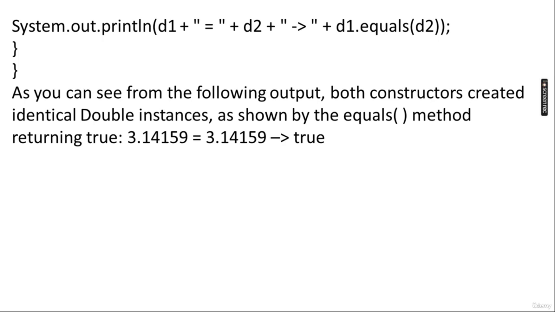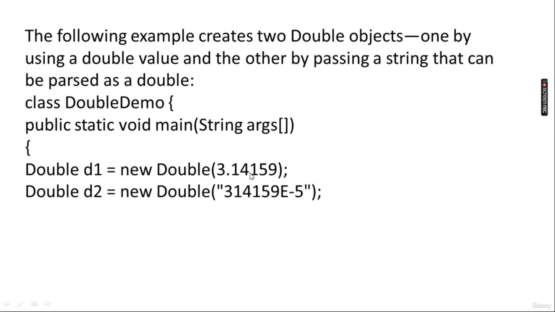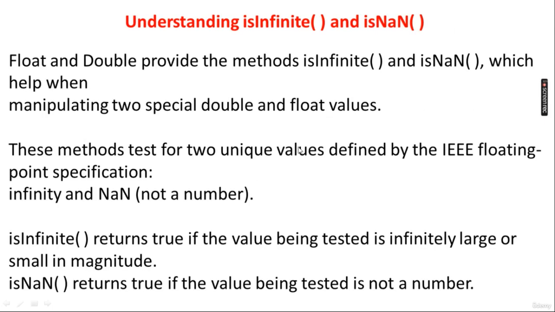Now both are printed over here. As you can see from the output, both constructors created identical Double instances, as shown by the equals method. d1.equals(d2) returns true, and both have the same value, so they are equivalent.